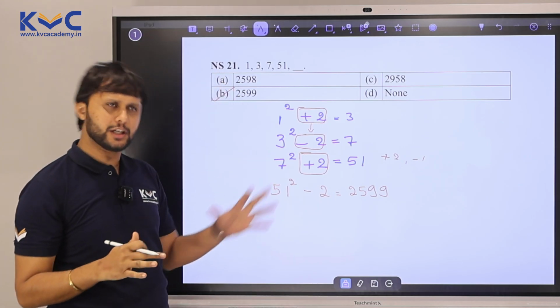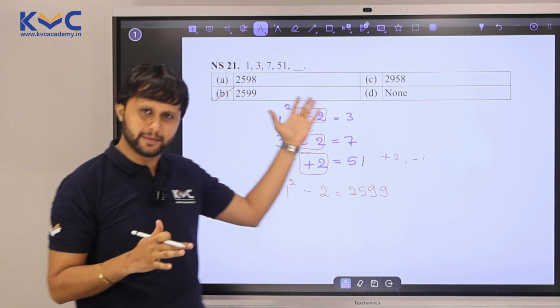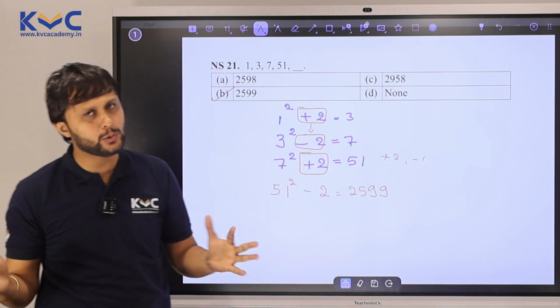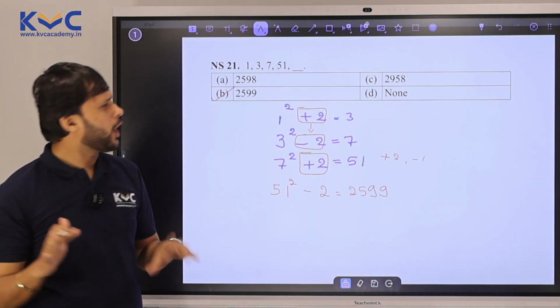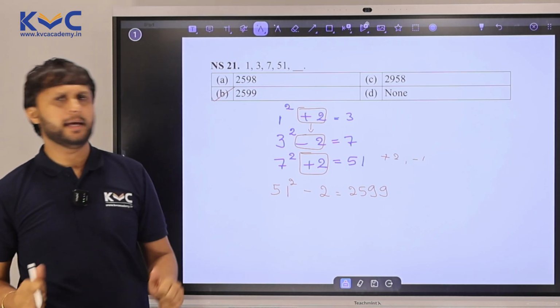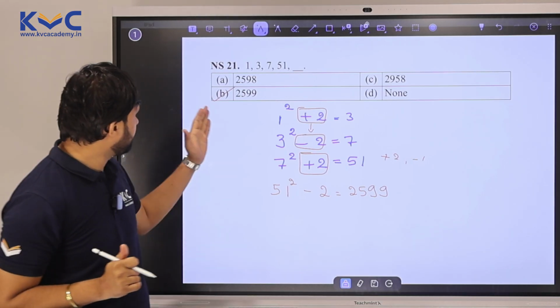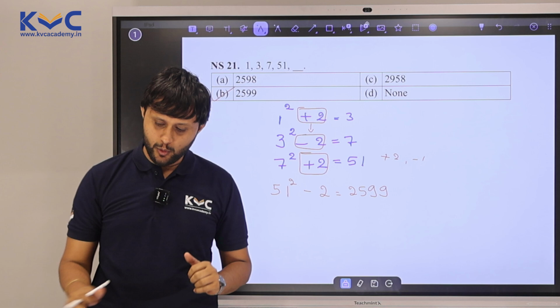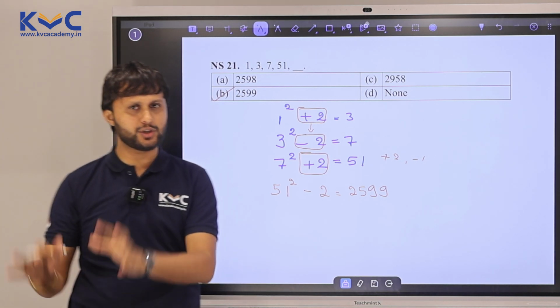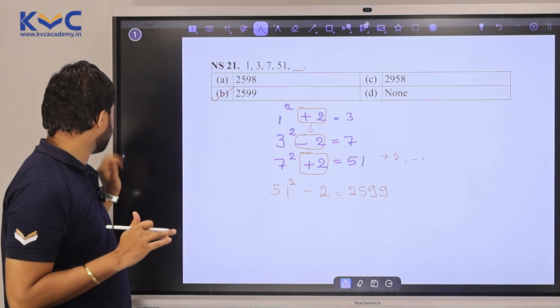2599. We do have that. So I think the logic is holding. There are only 4 numbers given. If there were more numbers, it would have been easier to establish the logic, but it is working. The option is there, so it has to be the right answer. Option B is the right answer. Moving on to the last question that we have in number series.